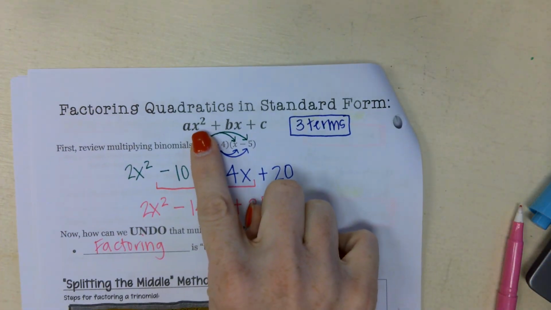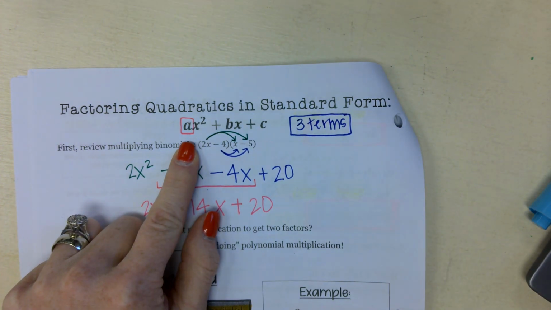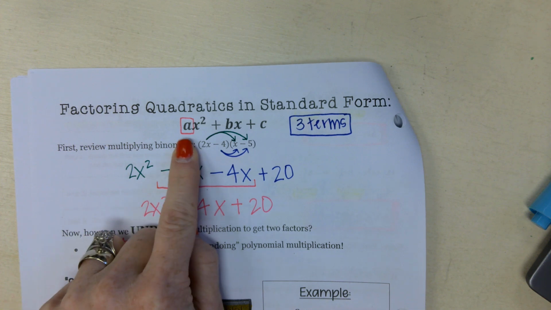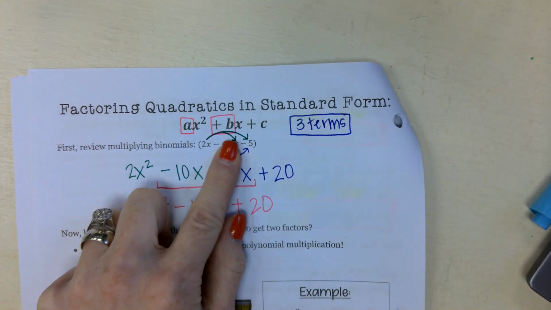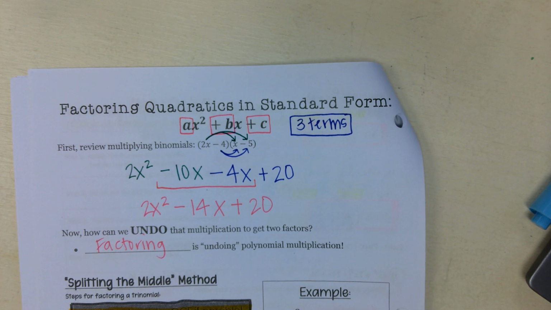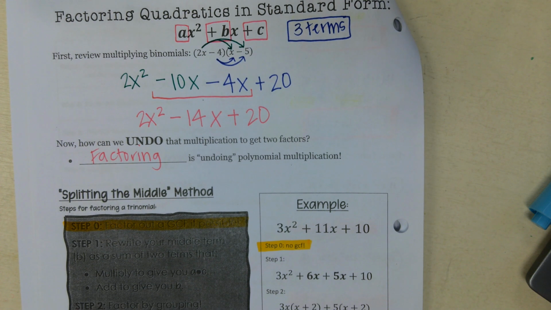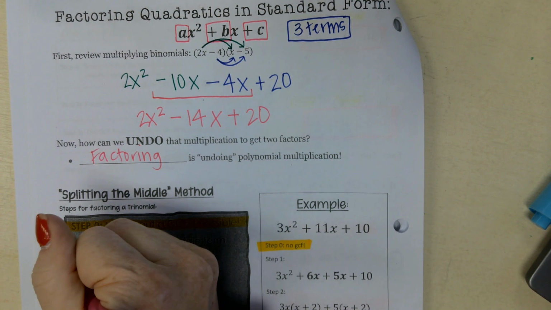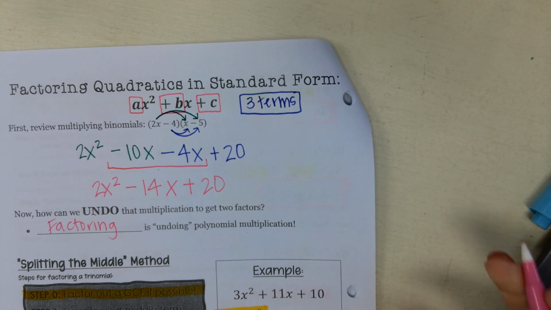Look back up here, okay? A is the number that sits in front of x squared. That will forever be the number that sits in front of x squared, okay? B is the term that sits in front of x, or the coefficient, and C is my constant. So A, B, and C are our numeric values, and we're going to be using those. Now it says right here, the ones that multiply to give you A times C, but add to give you B.